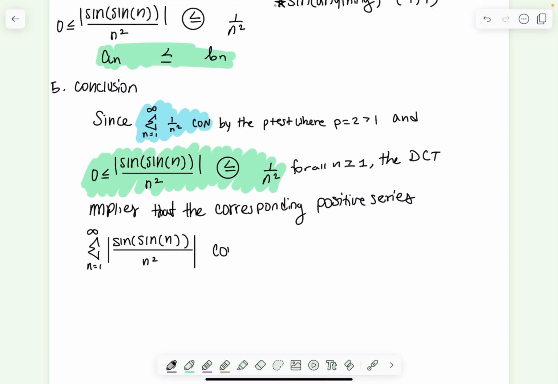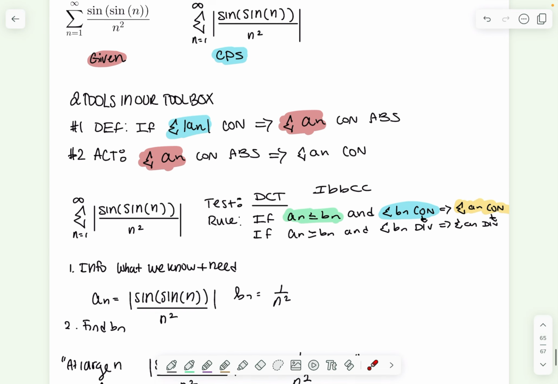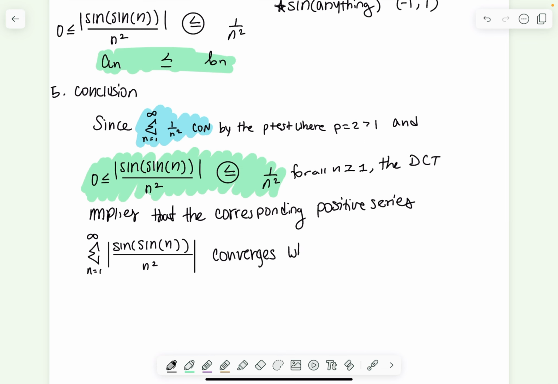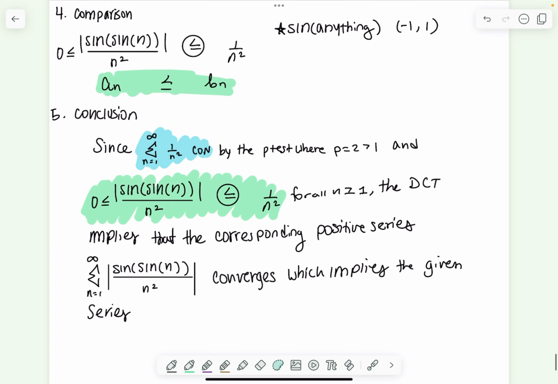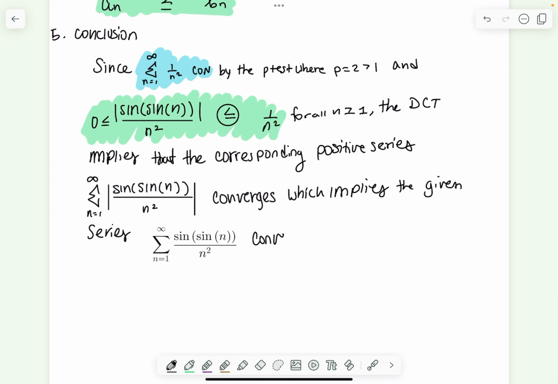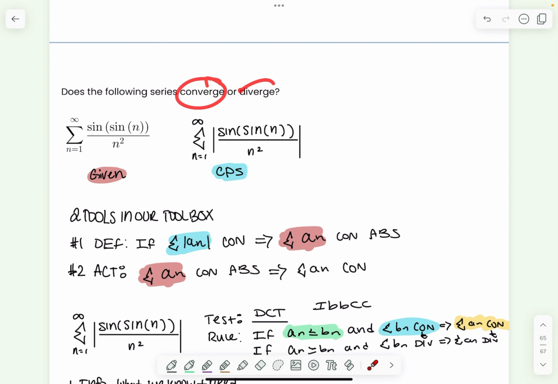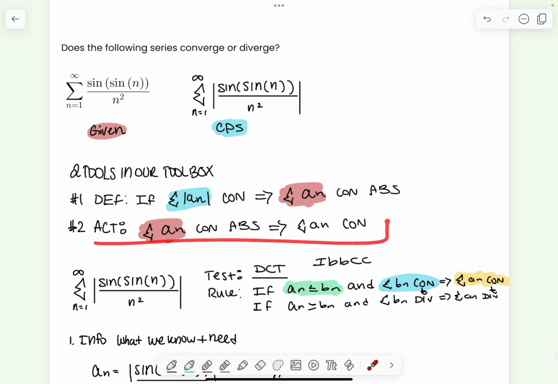This one converges. And so we're using our number one tool here, which is our definition. If the corresponding positive series, which is just a series with absolute value, converges, then therefore the given series converges absolutely. So which implies the given series, and then I'm literally going to copy and paste the given series, converges absolutely. But remember, we don't care about converges absolutely. We just want converges or diverges. So that's where this second part comes in.